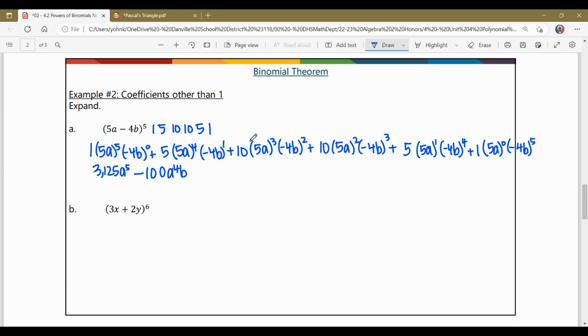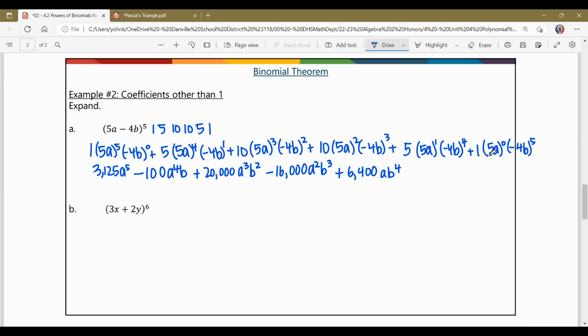The third term, we have 10 times 5 cubed times -4 squared. That's 20,000. And then we have a cubed b squared. The next term, we have 10 times 5 squared times -4 cubed. That's -16,000. A squared b cubed. In the fourth term, we have 5 times 5 to the first times -4 to the fourth. That's positive 6,400. A b to the fourth.